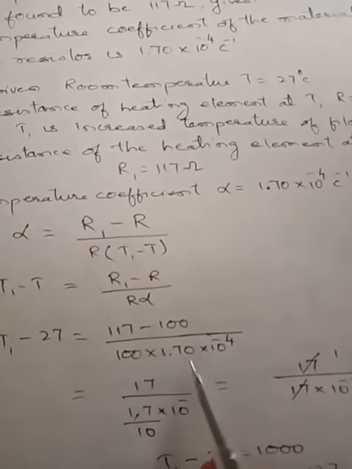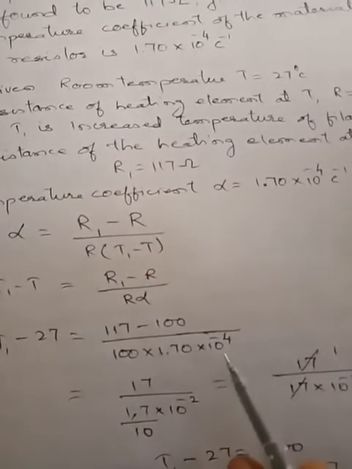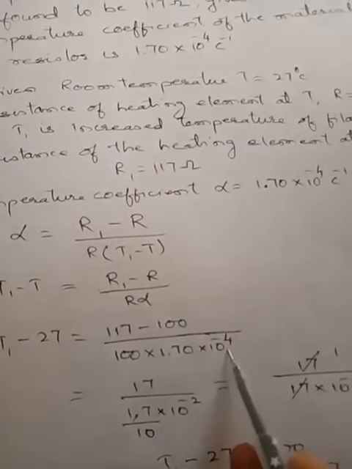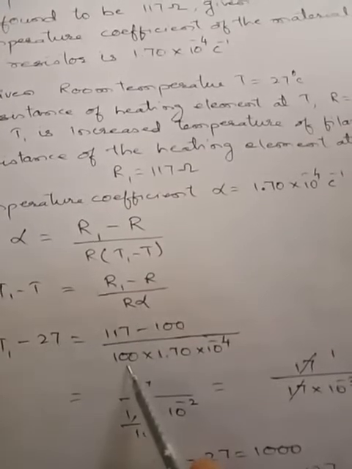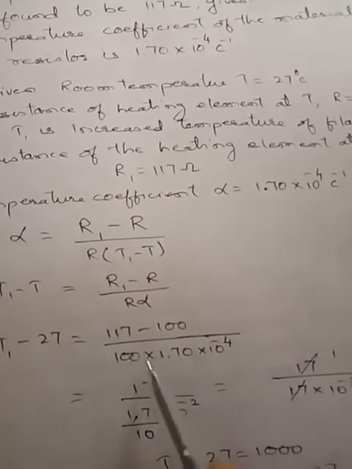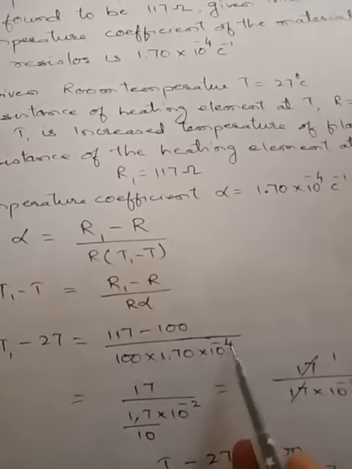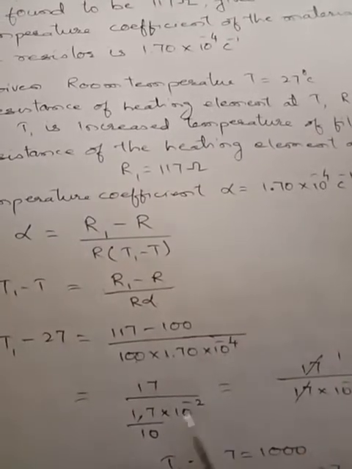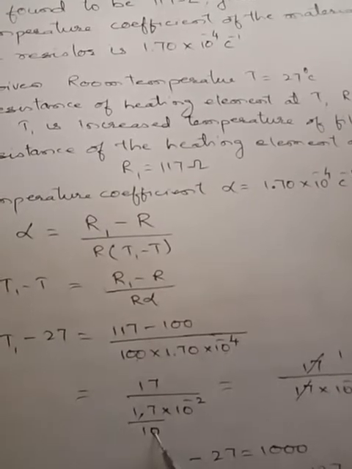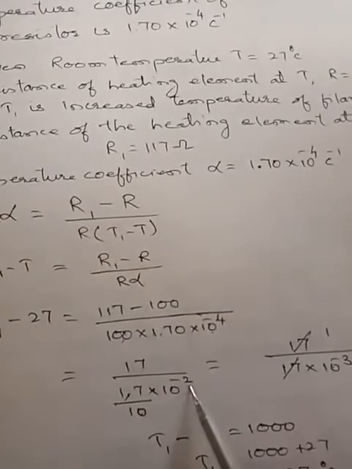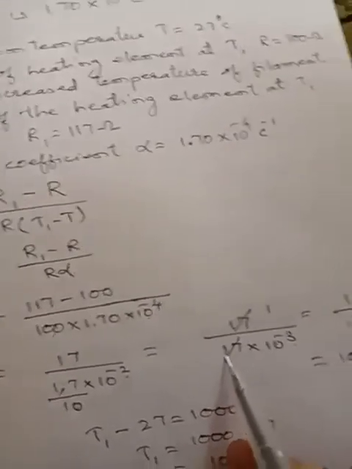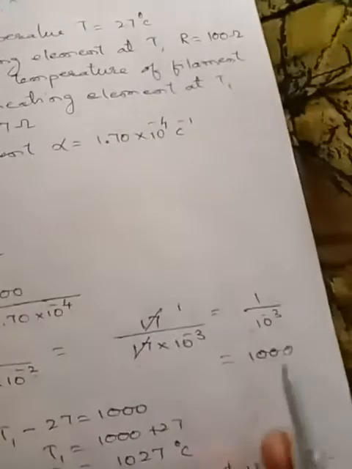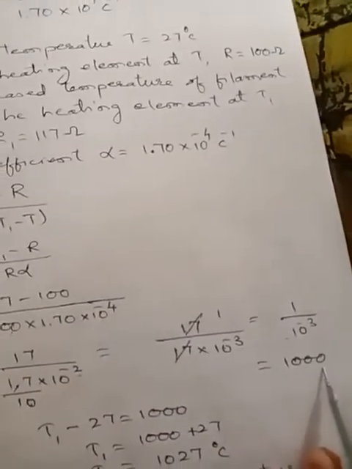Here what I have done already, it is 10 to the power of minus 4 and it is 100. So this 100 means 2 zeros. So 10 to the power of minus 4 minus 2 will be 10 to the power of minus 2. 1.7 is written as 17 divided by 10, so this 10 can be taken in the numerator. It will become 10 to the power of minus 3. So now what will happen? 17 divided by 17 will get cancelled. So 1 by 10 to the power of minus 3. So it will become 1000.